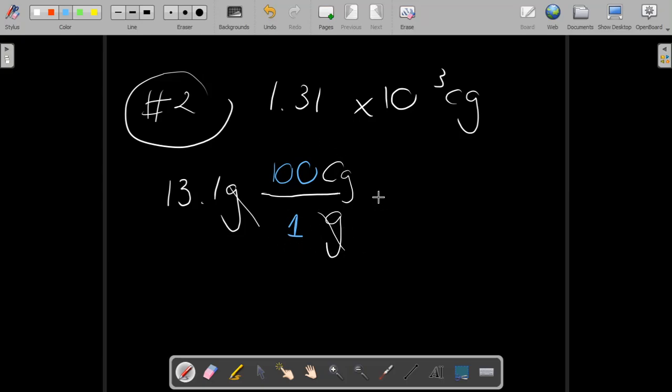How do you want to do it? How do you want to solve it? Just make sure that the equality is the correct equality. Now, when you solve this, 13.1 multiplying the 100, divided by 1 doesn't change anything, you're going to get this number. So that's how you solve it.